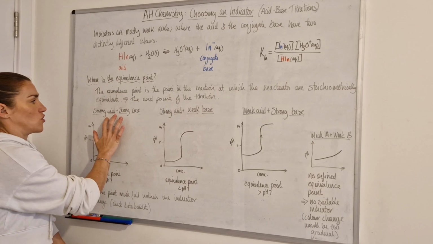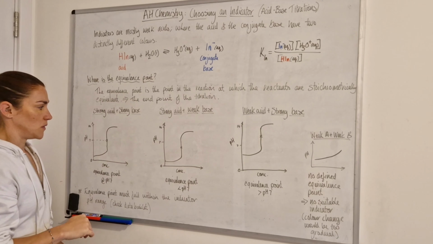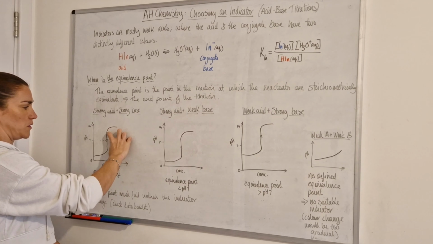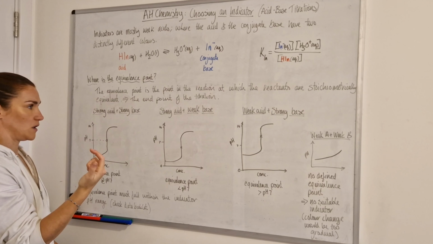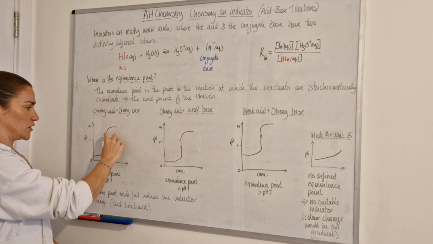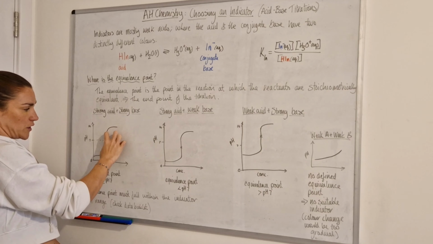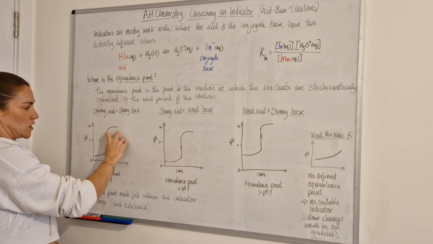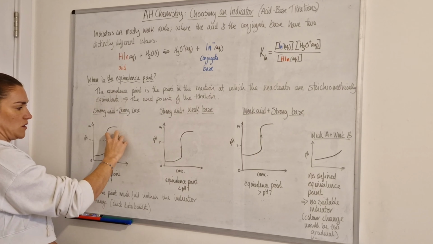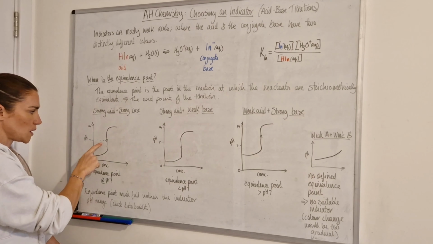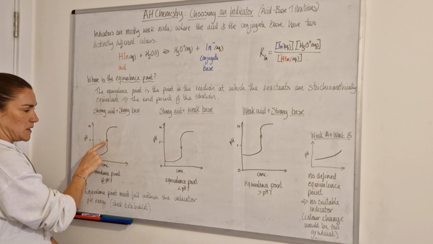So if you've got a strong acid, strong base combination, your equivalence point, so the range at which the colour change occurs or your endpoint occurs, is in the middle of the steep part of your curve, but really it could occur anywhere within the range of the straight bit, but you're looking for it to be in the middle.